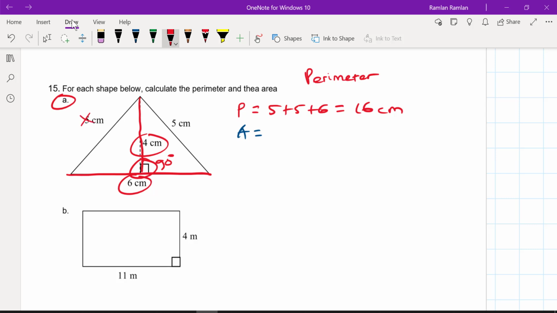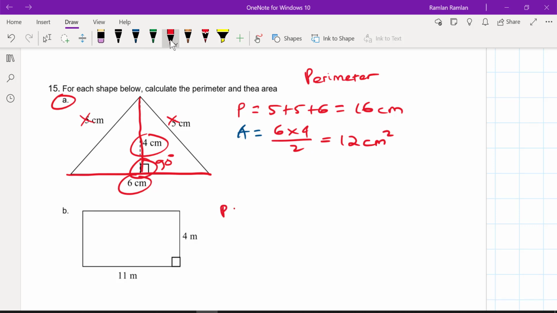So we're not going to use these two for the area. The area of a triangle is the base times the height, but you need to divide it by 2. So I'm just going to do 6 times 4 divided by 2, and that will be equal to 12 centimeter square.